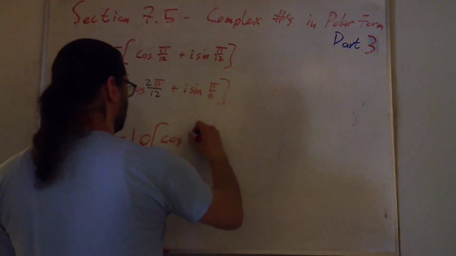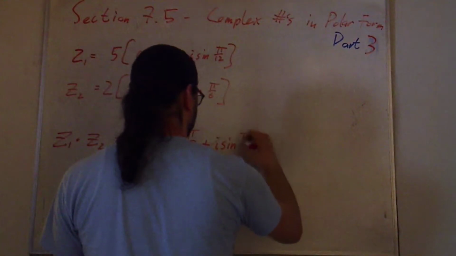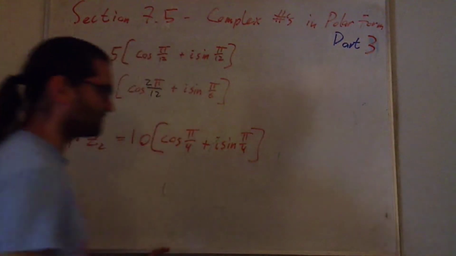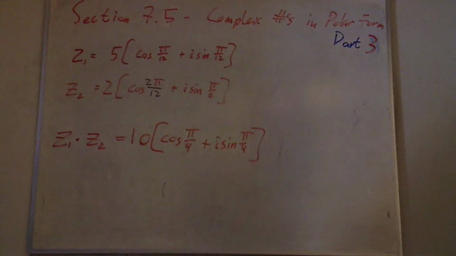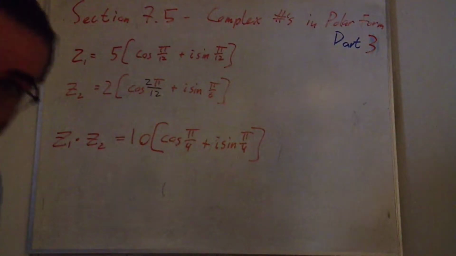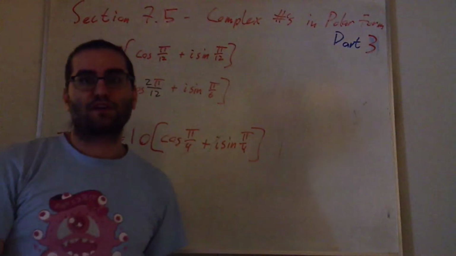So cosine pi over 4 plus i sine pi over 4. And that's it, you're done. I'm now at 1 minute and 33 seconds, so this is a 40-second problem, and this is on the harder side of what you'll have to do in the homework. That's good news! That means that this is going to go really smooth, and everyone's going to do great on this homework and get good scores.